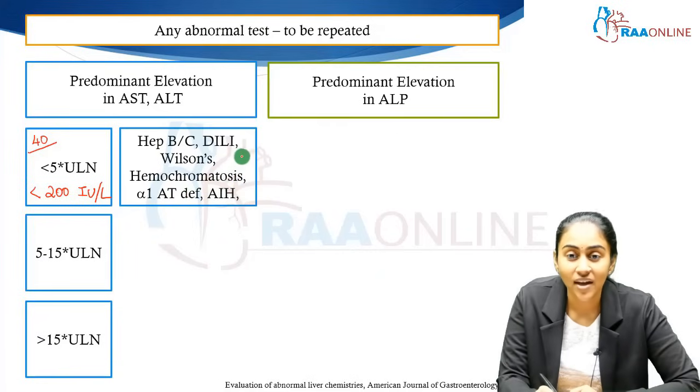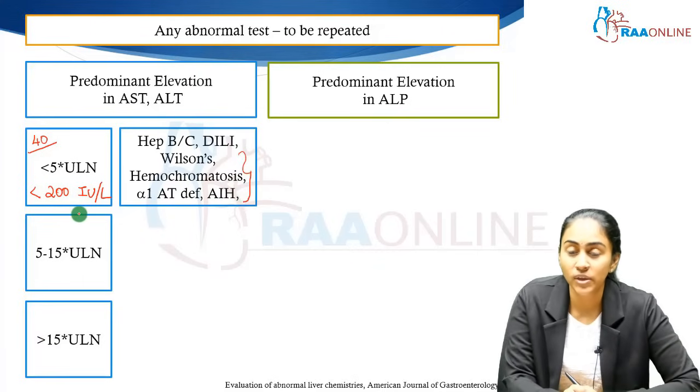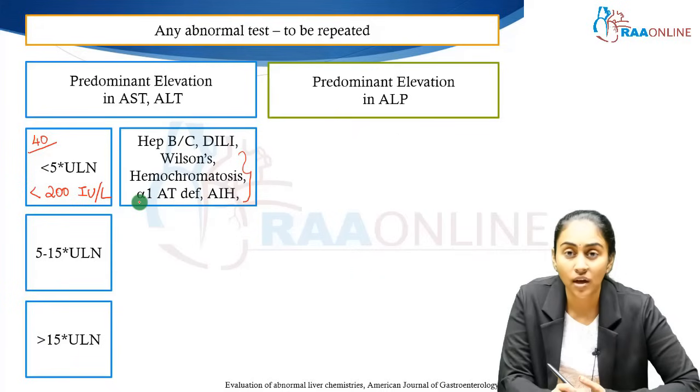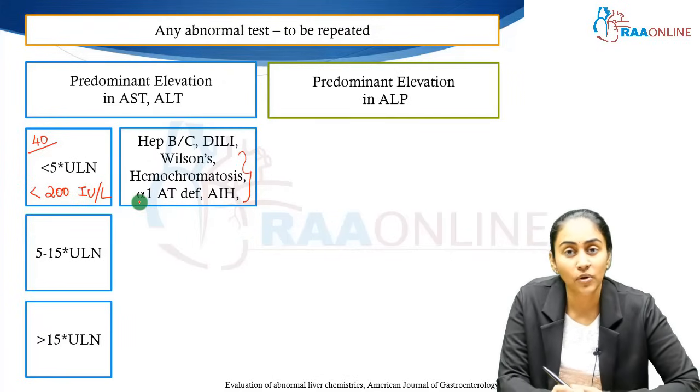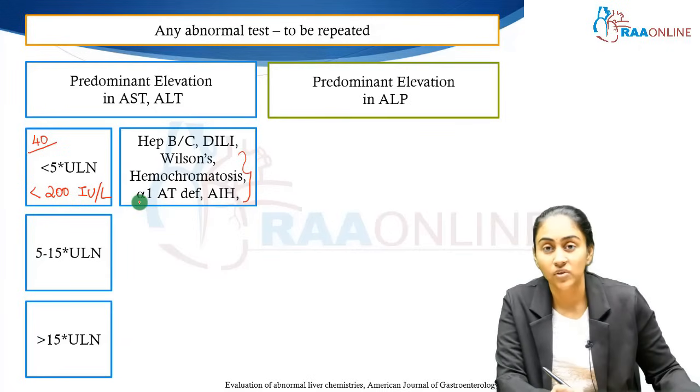All of these are not very common. So initially, whenever you have a patient with transaminitis with the level of transaminases less than 200 international units per liter, think about chronic hepatitis, hepatitis B and C. Think about drug-induced liver injury. Therefore, look at the drugs which have been prescribed, see if there could be any incriminating drugs. And if you rule them out, then think about these rarer causes which include Wilson's, autoimmune hepatitis, alpha-1 antitrypsin deficiency and hemochromatosis.